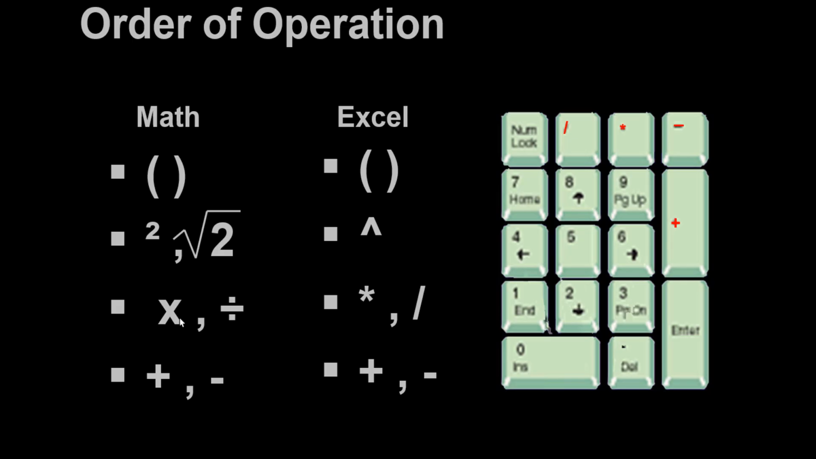And then we have multiply and divide. Now multiply is this asterisk and divide is a slash. Now the asterisk is on the number pad right here. So all your operands are right here on the number pad, and the slash is divide. So if you forget what to use, that's there, and plus and minus as well on the number pad.